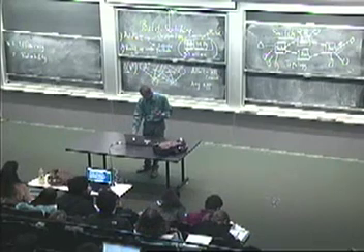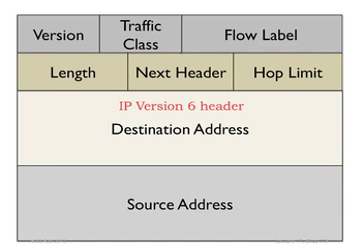Now, a real-world packet header is a little more complicated. Just for concreteness, this is what IP version 6, which is the version of the Internet Protocol everybody's trying to move to, looks like. It has the destination and source addresses. It has the hop limit. It has the length. And it's got a few other things that we're really not going to worry about.